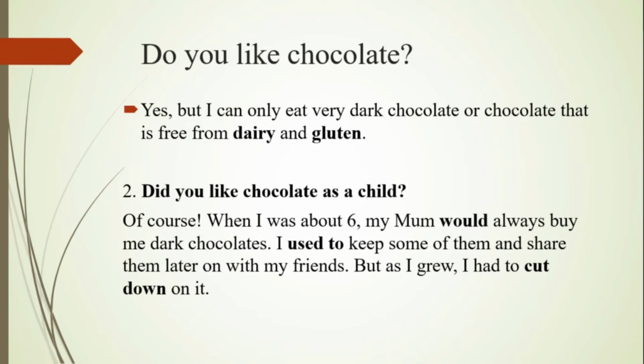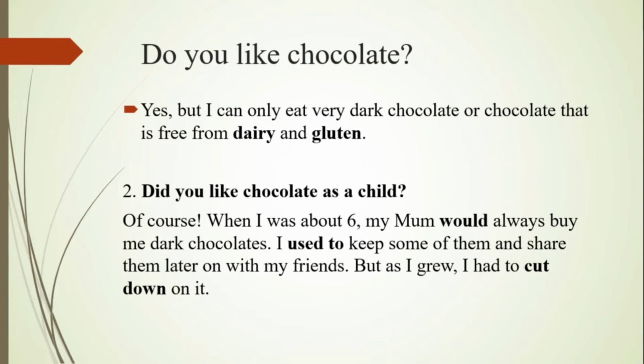Now you can have a strange question like this: Do you like chocolate? But make sure that when you get a question like that, you don't just go blank. You can say yes or no. For example, yes I do, but I can only eat very dark chocolate or a chocolate that is free from dairy or gluten. So gluten is something found in chocolate or any other sugary product. You have a component called gluten.